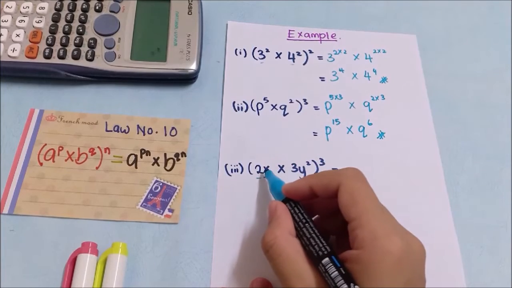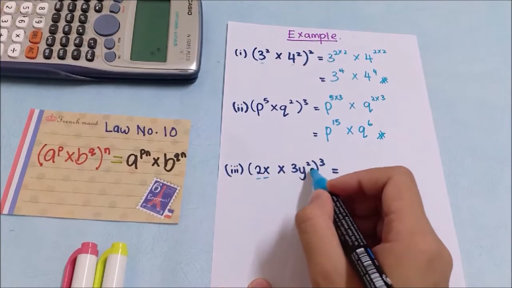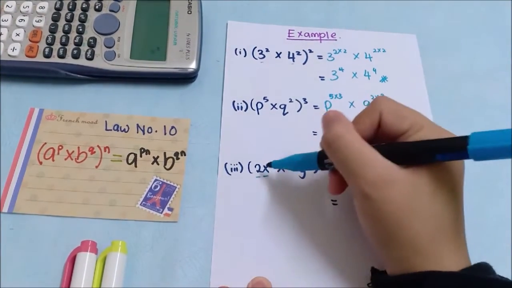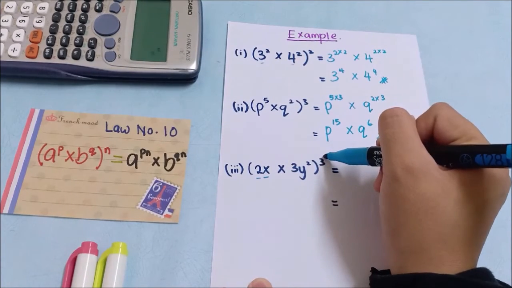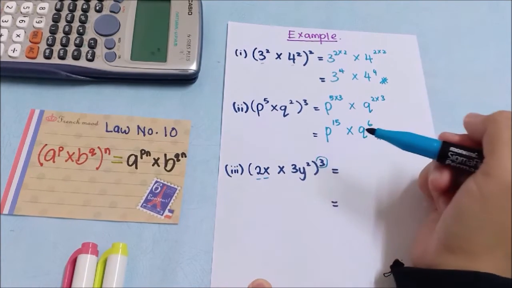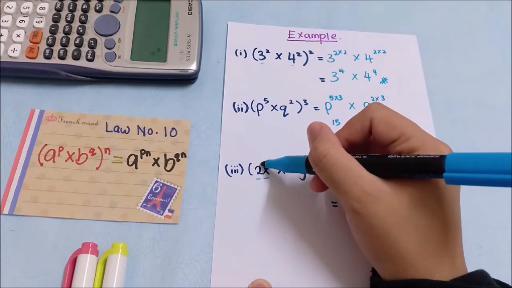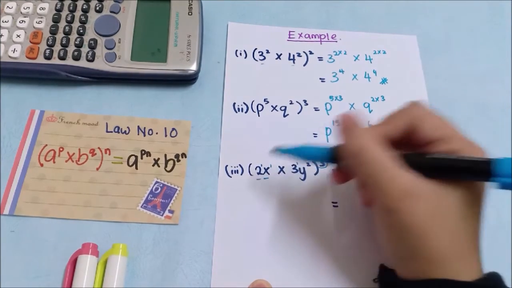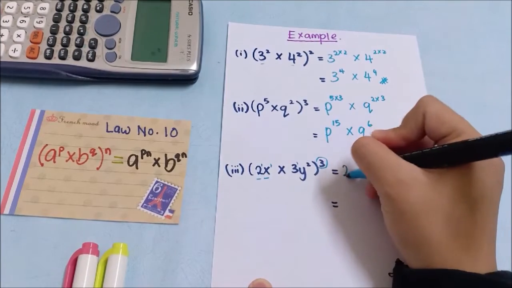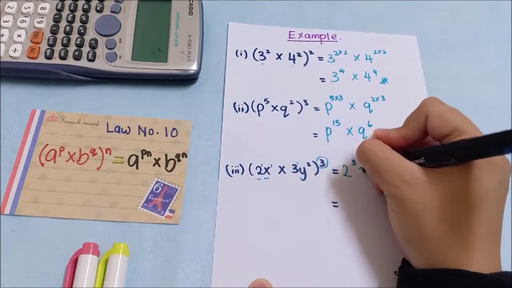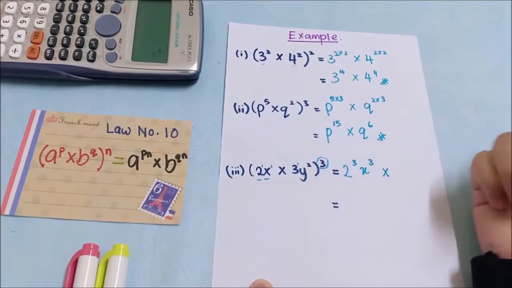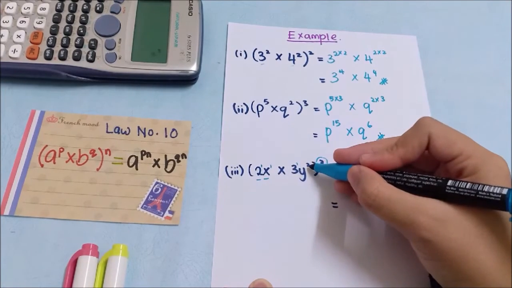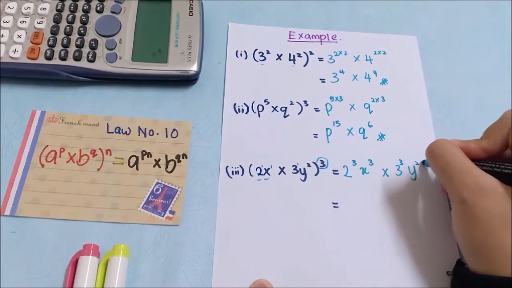The third example is 2x times 3y squared in a bracket to the power of 3. As we can see, we have two terms here. Therefore, for each term, the power must be multiplied by the outside power. Bear in mind that this one has its power as 1. So 1 times 3 will be 2 to the power of 3, x to the power of 3 times 3 to the power of 3, and y, because it has 2 here, so 2 times 3.